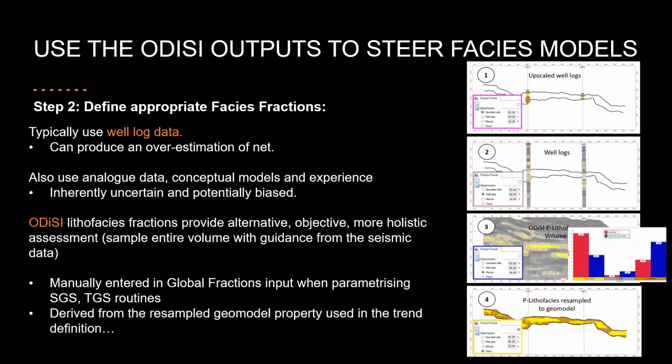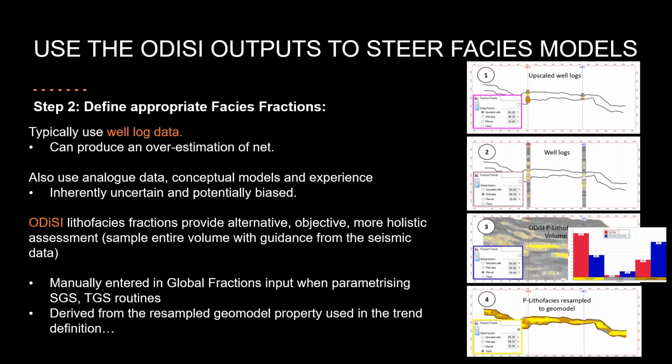Second step is to define the appropriate facies fractions for our model. And here the starting assumption usually is for specifying a target fraction is to use well data statistics. But the diagram on the right, that histogram, which I showed earlier, gives us a little insight as to why this may not be an appropriate method.